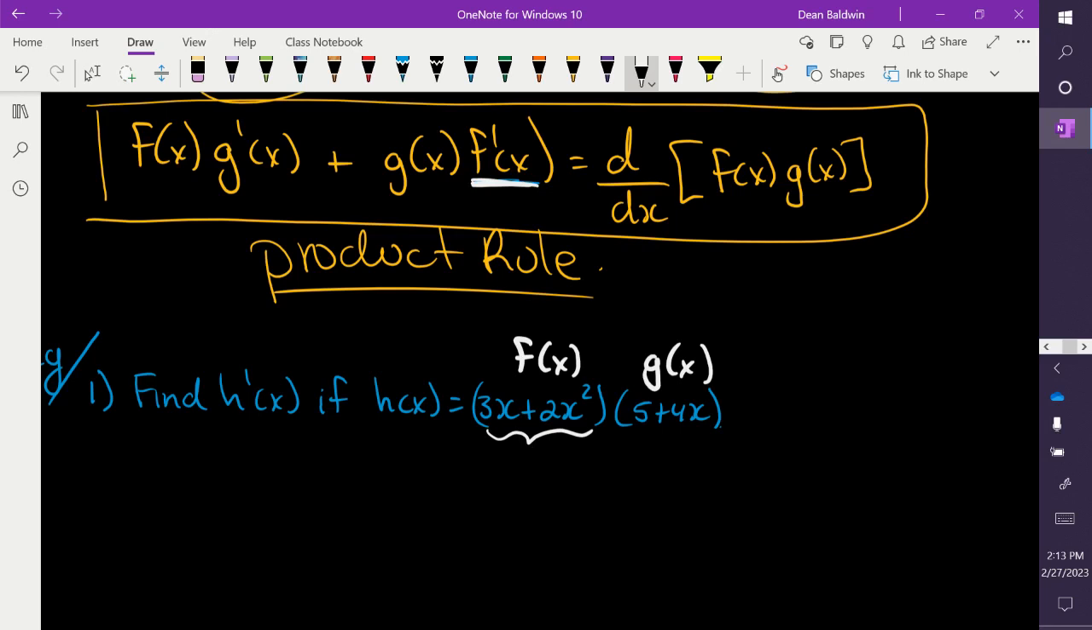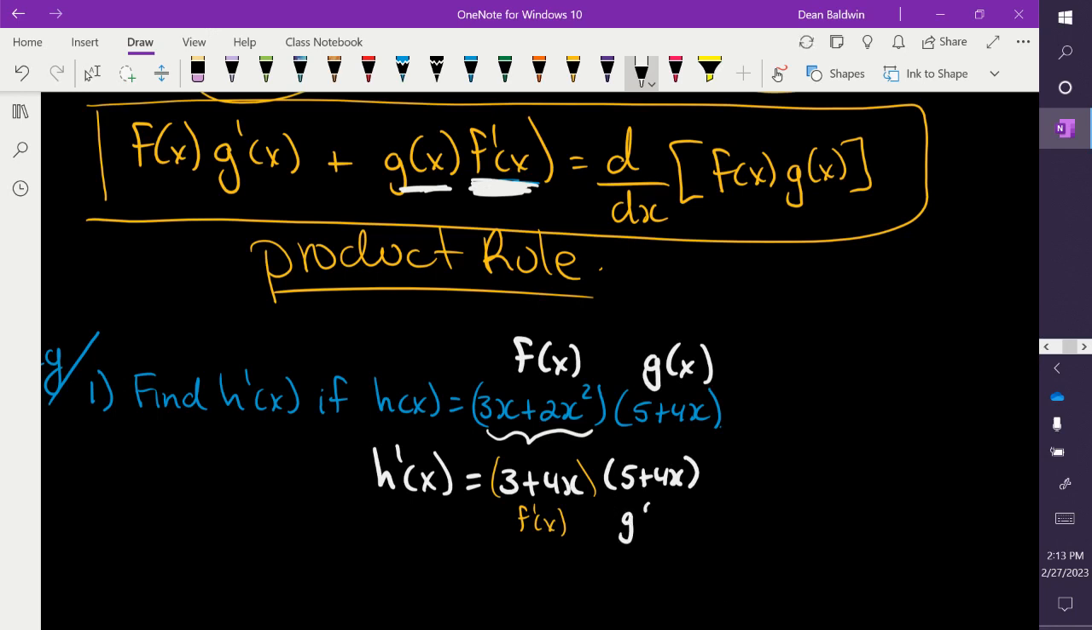So just look at this. What's the derivative of that? 3 plus 4x. That's it. So h prime is going to be 3 plus 4x. So this is this bit. This is f prime of x. And then you multiply it by the other function g of x, which is just 5 plus 4x. No, just the function. You don't do the derivative of it yet. And then this is g of x.